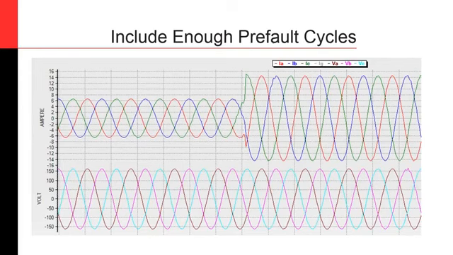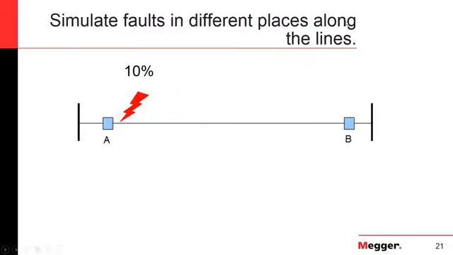Five cycles is usually more than enough to have all the filters in the relays filled, enough information for the relay to know that it is in a stable state, and then go to the faulty state. Now, simulate faults in different places along the line.